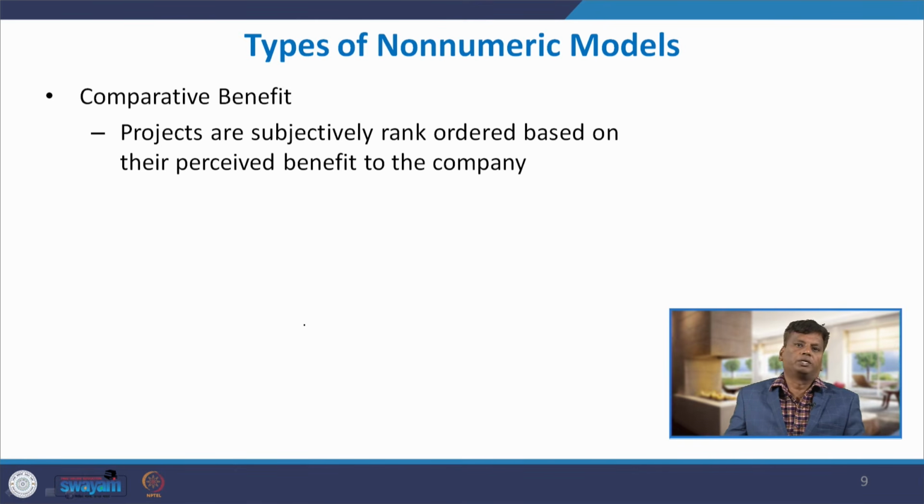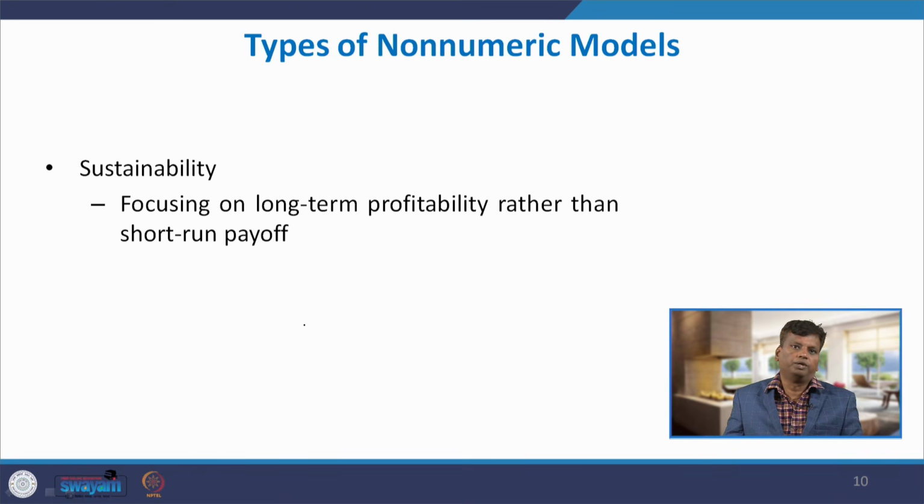Another non-numeric method is called comparative benefit. Projects are subjectively rank ordered based on their perceived benefit to the company. For certain projects we have a comparative advantage over other companies, other organizations, so we can opt for that project. Since we have comparative benefit, we can execute that project very effectively. So, that method is called comparative benefit.